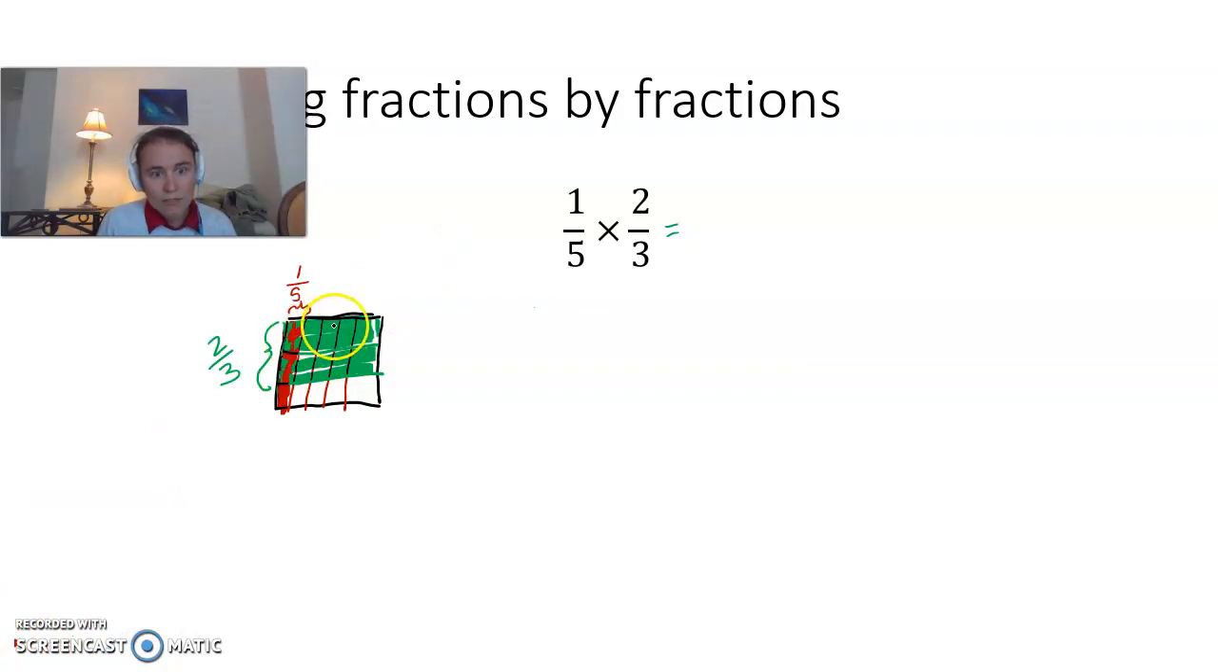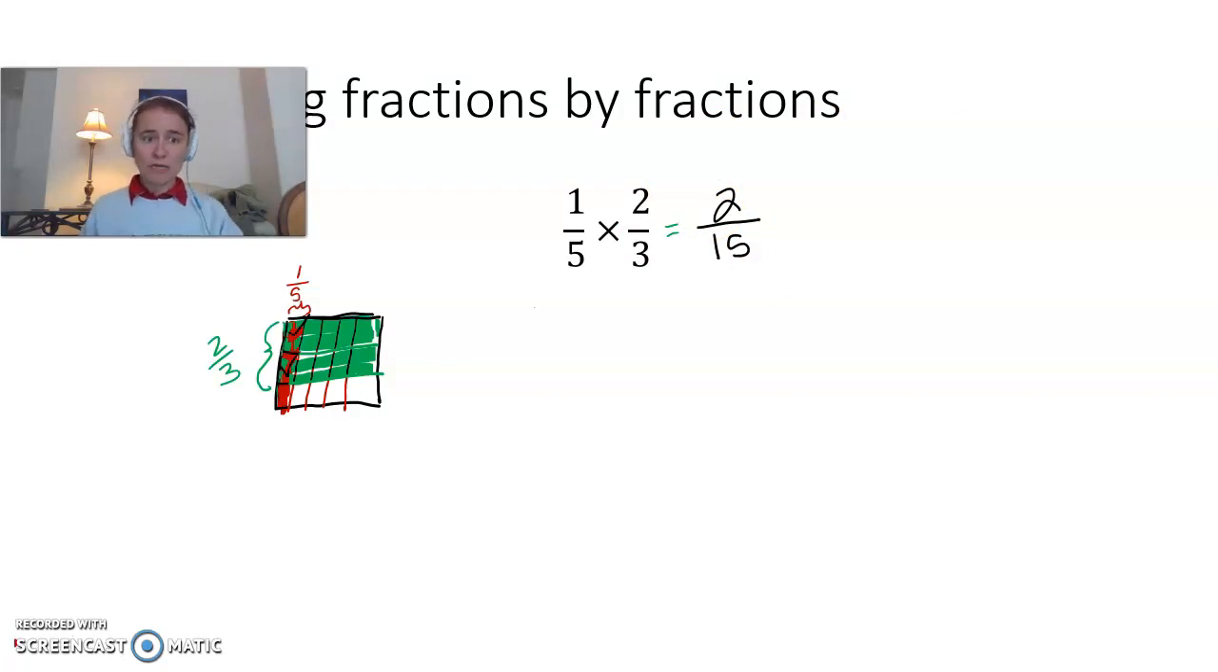There are 1, 2, 3, 4, 5, 6, 7, 8, 9, 10, 11, 12, 13, 14, 15 pieces that make up one whole. So my denominator is 15. Of those 15 pieces, how many pieces are part of our overlap of 1/5 and 2/3? There are 2 pieces. 1, 2. So there are 2 15ths that are part of the overlap of 1/5 and 2/3. So the product is 2/15.